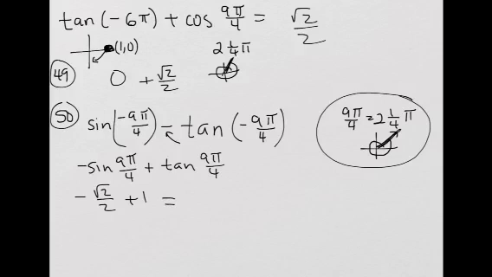Get a common denominator: negative radical 2 over 2 plus 2 over 2. So you can keep it as negative radical 2 plus 2 over 2, or switch the order so that the negative is in the middle, like that.